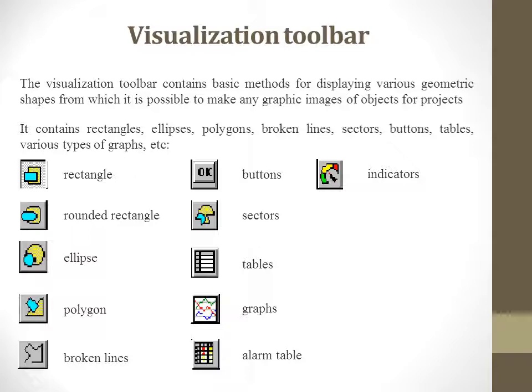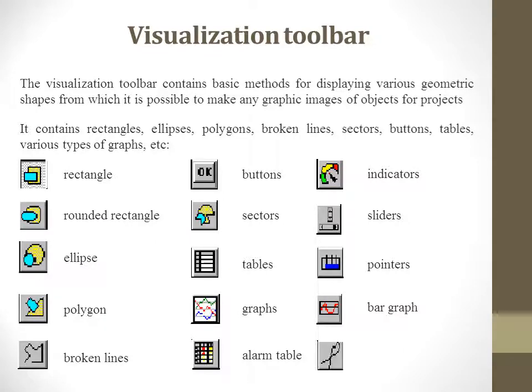Next, indicators. There are some indicators in our visualization objects, and many of them are very useful in our project. Next, sliders, pointers, bar graphs, and curves. Any of these elements we can add in our visualization to create a very helpful and useful object in CODESYS.